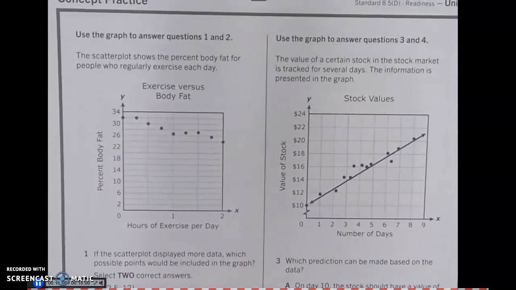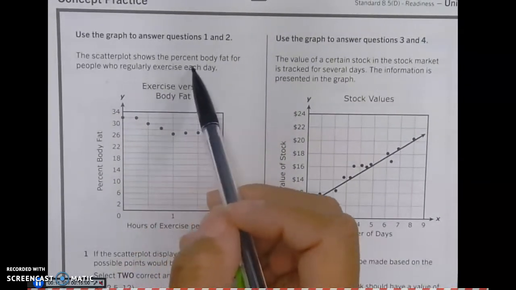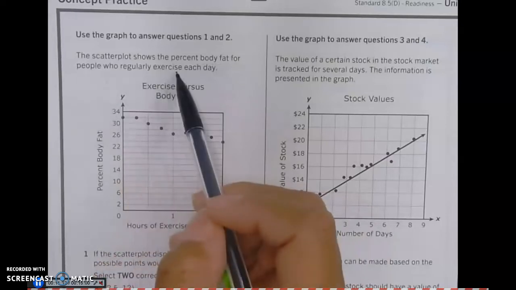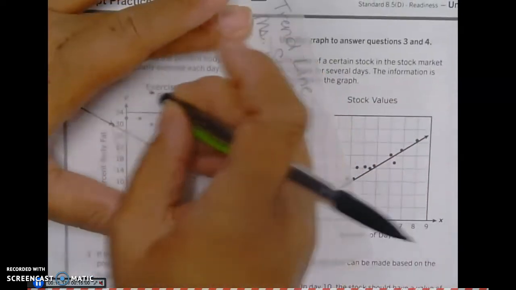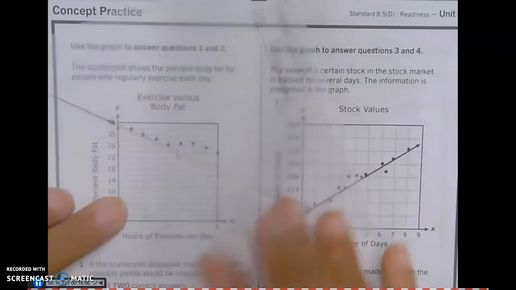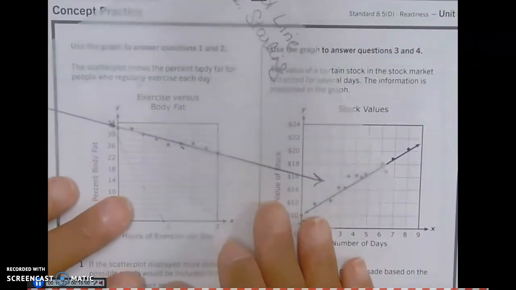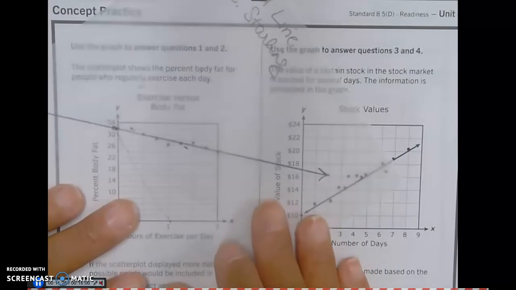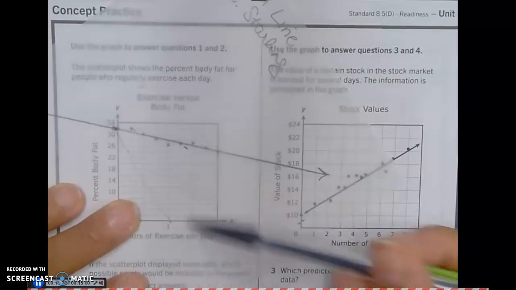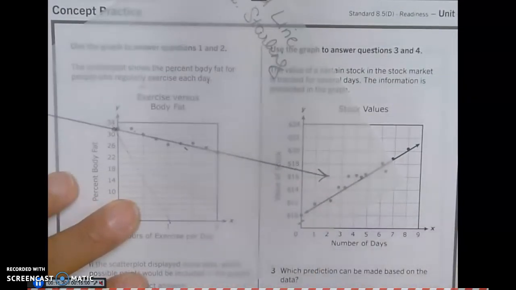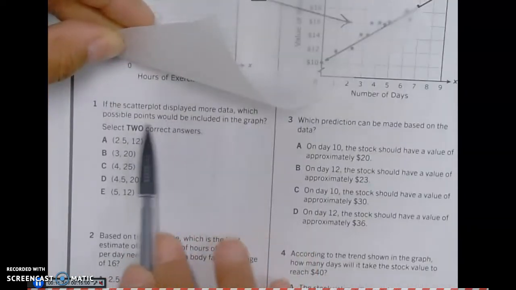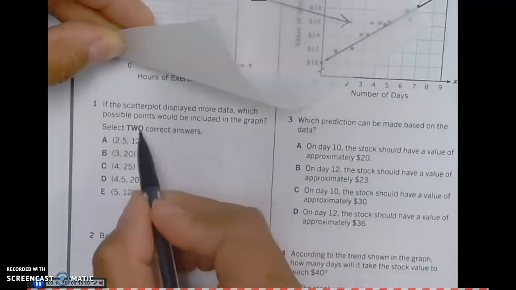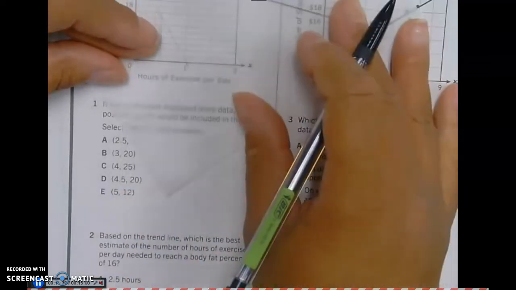Not right now. The scatter plot shows the percent body fat for people who regularly exercise each day. So if I look at my trend line, I'm going to have to show you during class. My data is going downward in a linear pattern, and I have about the same number of points on the bottom as I do on the top. And let's see what it tells me. If the scatter plot displayed more data, which possible points could be included in the graph? I need 2 possible points.